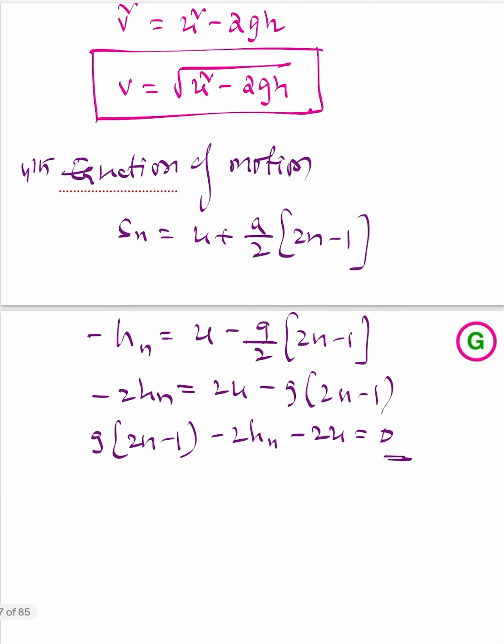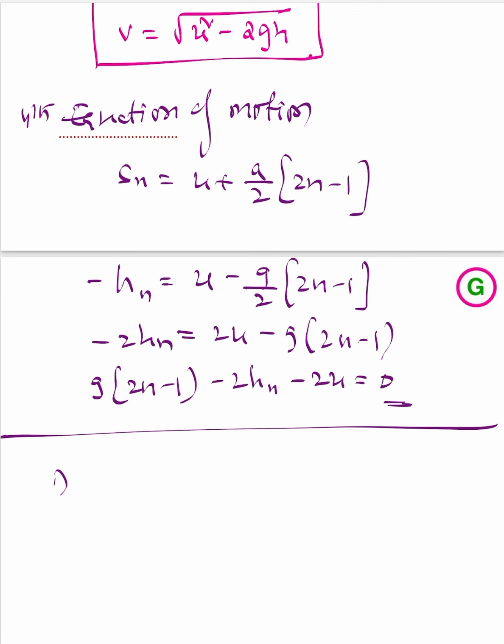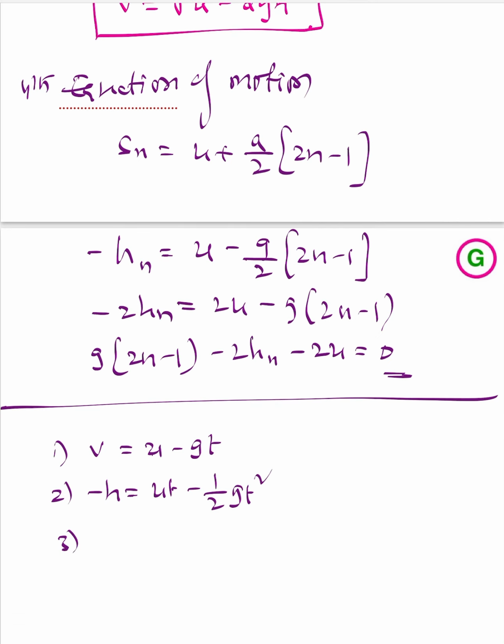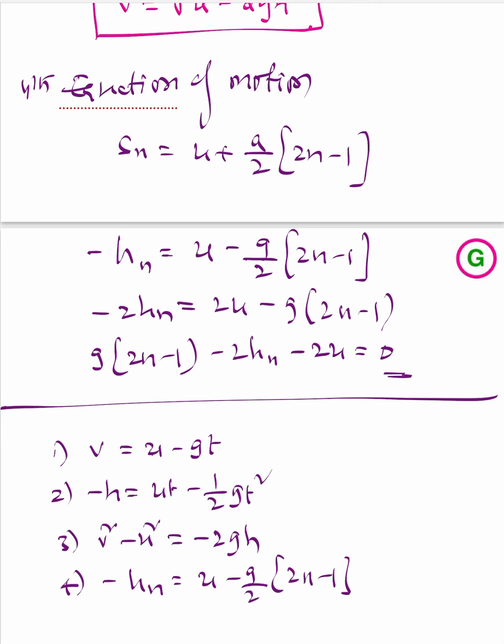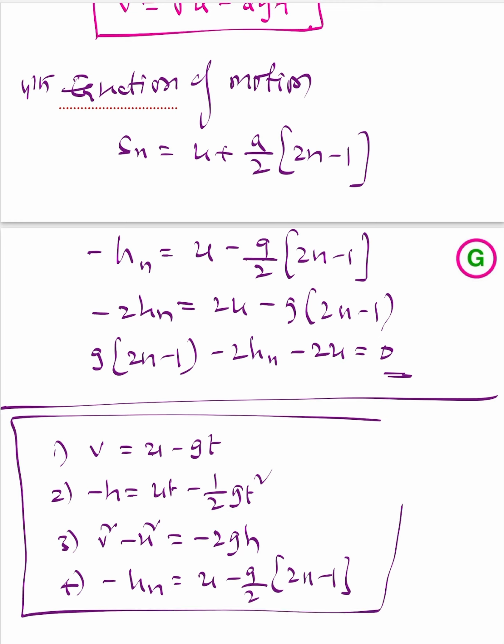So these are the equations when the body is projected from the top of a tower. The first one, v equal to u minus gt. Second one, minus h equal to ut minus half gt square. Third one, v square minus u square equal to minus 2gh. And the fourth one, minus hn equal to u minus g by 2 into 2n minus 1. So these are the four equations, depending on the numerical.